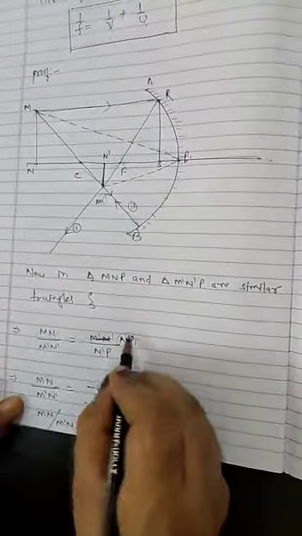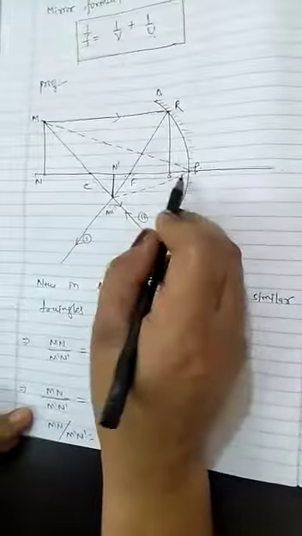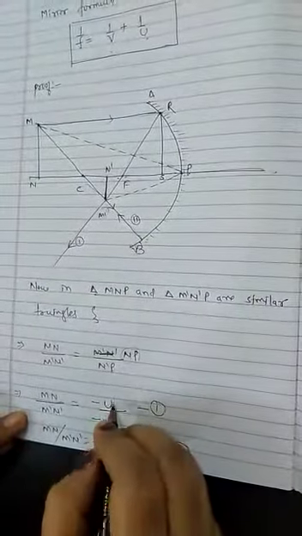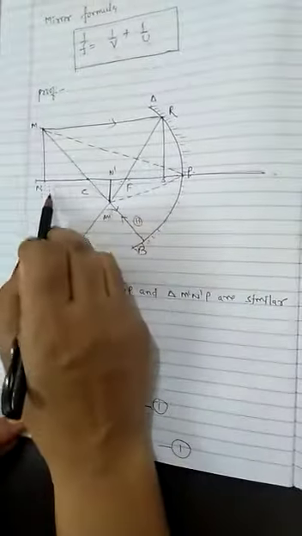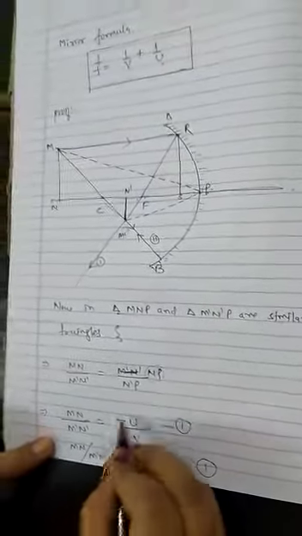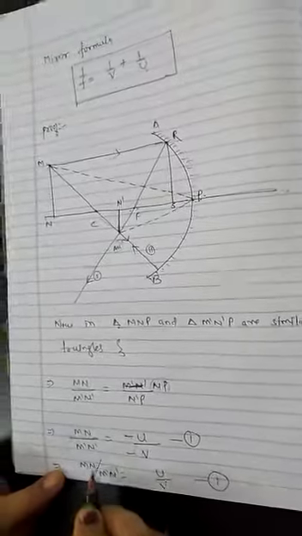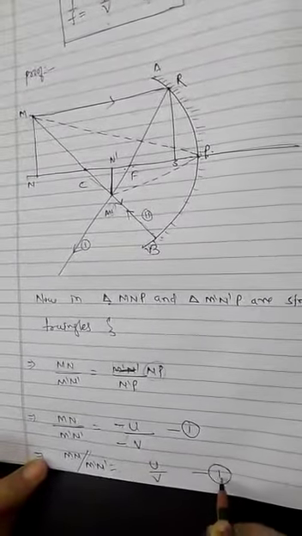Now the value of NP means the distance of the object, and normally the distance of the object is denoted by the letter u. But according to the sign convention, your object is placed in front of the mirror, that's why we have to write a negative sign. So minus u and minus v, the minus signs cancel. Then we get MN upon M dash N dash is equal to u by v. This is your equation number 1.